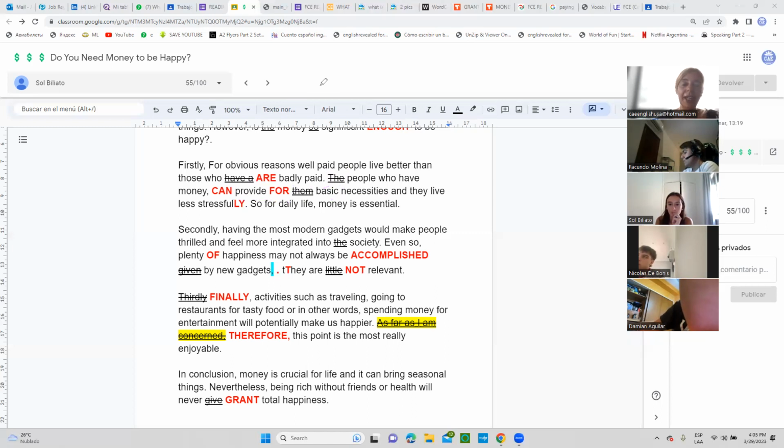And they live less, they live how? Whenever you can answer the question how, we need an adverb. They live less stressfully. ¿Cómo viven? Menos estresantemente. Okay, less stressfully. So we need to put an adverb here.